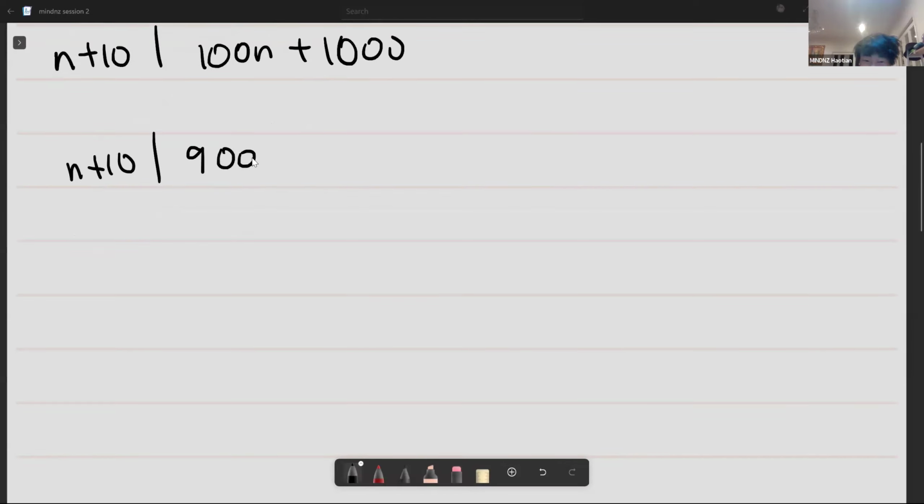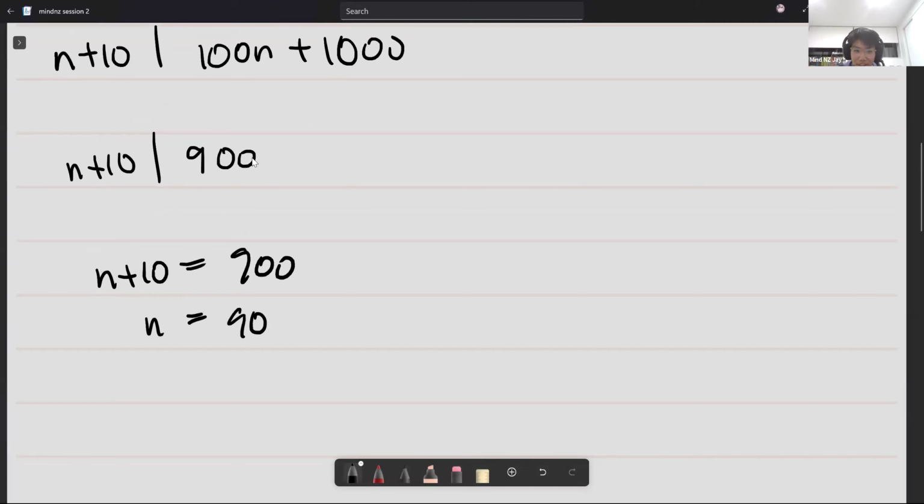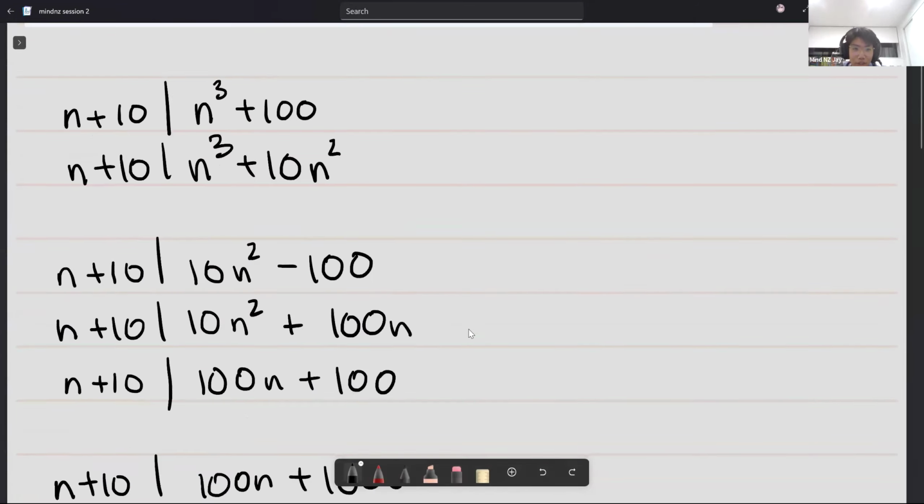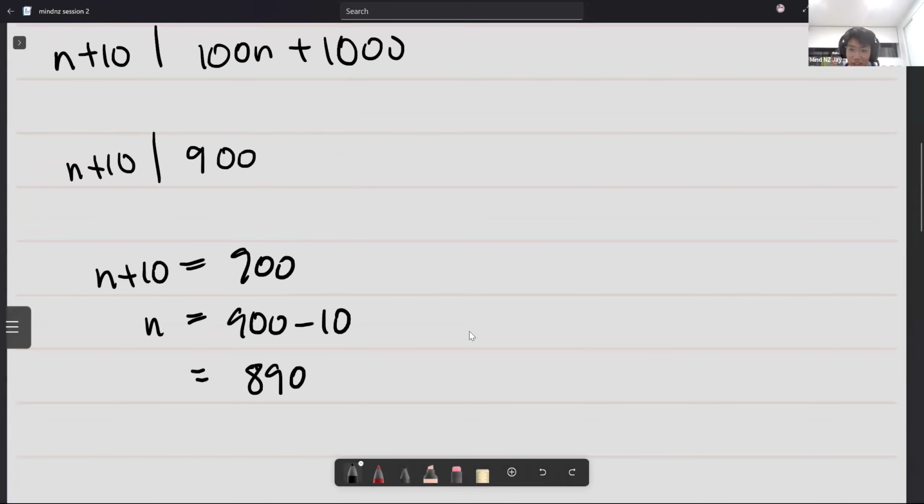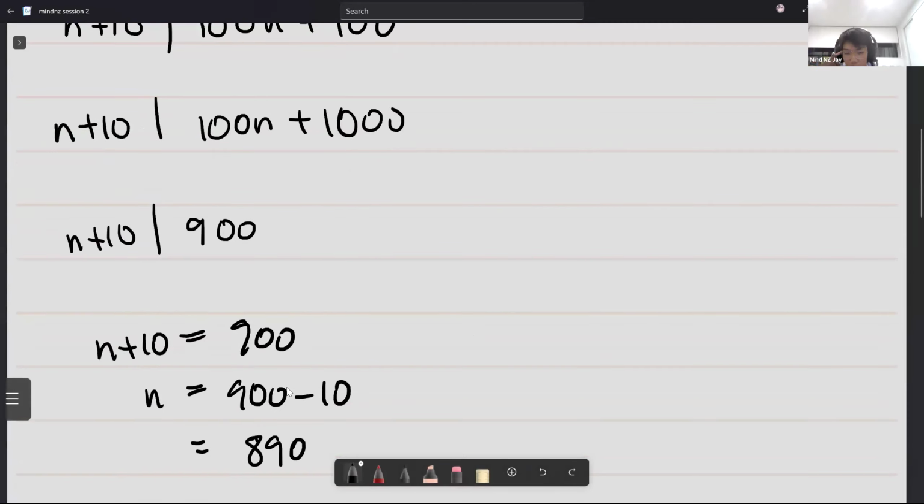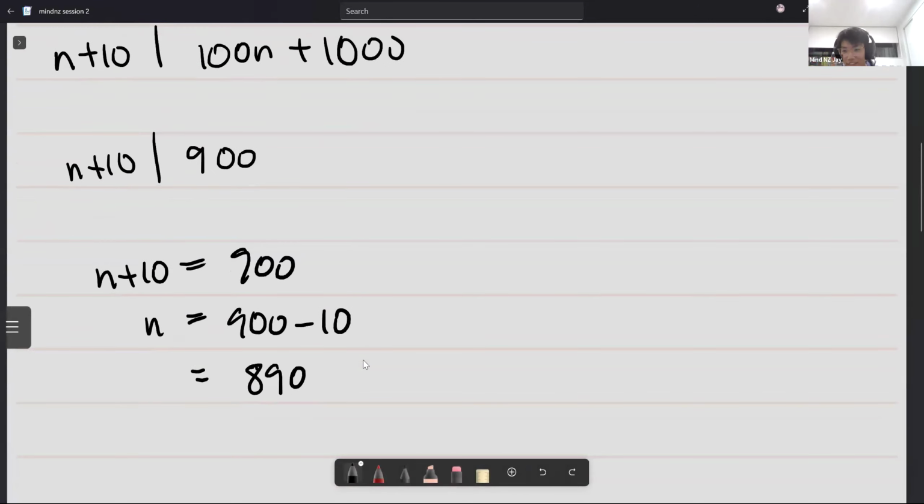So we know that the largest divisor of 900 is just 900, right? So that means the largest that n plus 10 can be is 900. So the largest n can be is 900 minus 10, which I believe is 890. I could be wrong, so please correct me if I am wrong. But then the largest n that we can have is n equals 890. So that's pretty cool, I think.